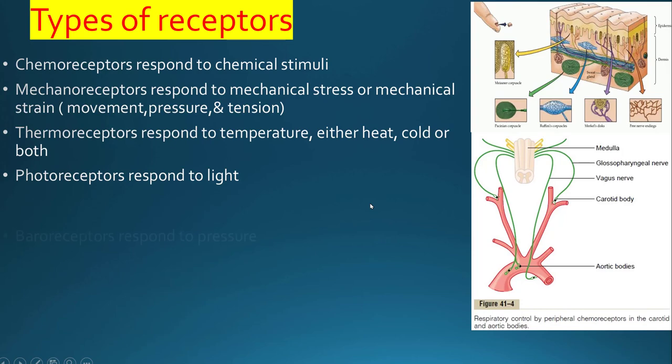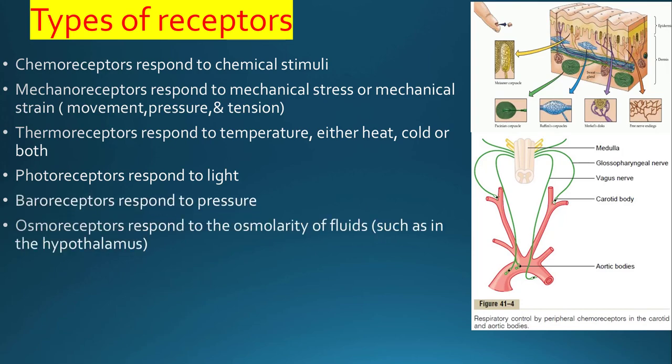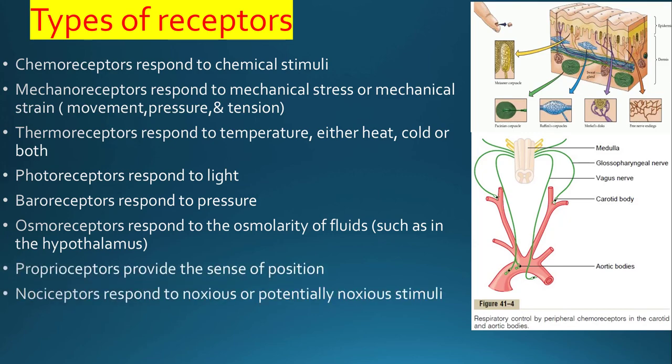Photoreceptor responds to light and is present in the eye. Baroreceptor responds to pressure. Osmoreceptor responds to osmolarity of fluids, such as in the hypothalamus. Proprioception provides the sense of position. Nociceptor responds to noxious or potentially noxious stimuli. Hydroreceptor responds to change in humidity.